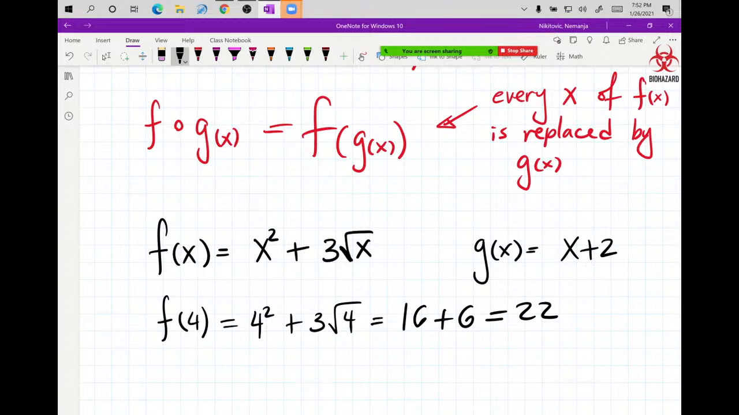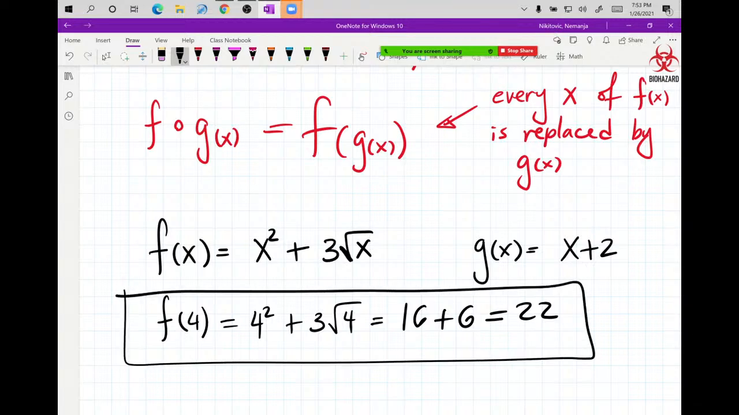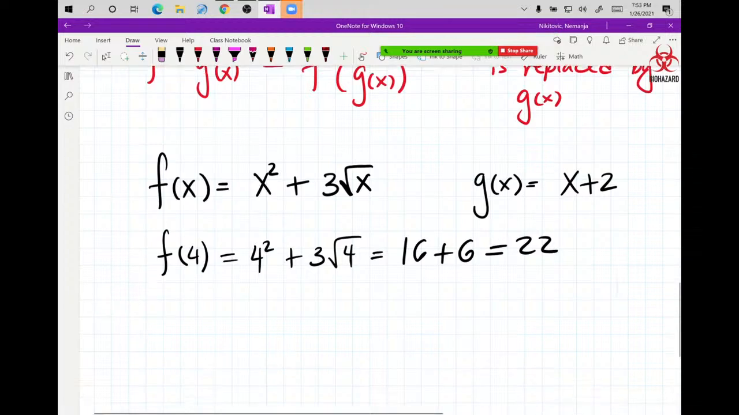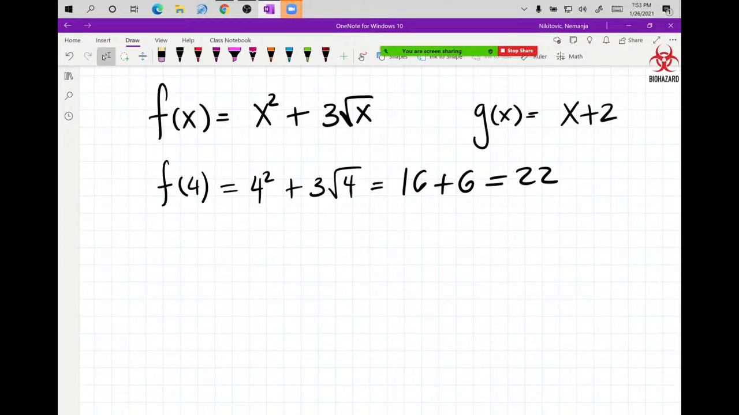So 4 squared is 16. Square root of 4 is 2. 2 times 3 is 6. 6 plus 16, 22. And we should all be very comfortable with this. This was lecture number 1: computing the value of a function. You also had this in algebra class. So 100% of students should be okay with this. No questions asked.